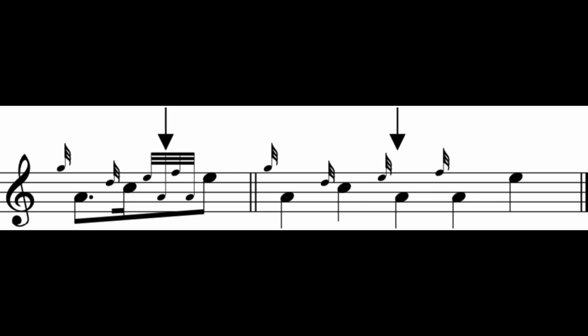The second bar shows the Fosgailte movement in slow motion, so you can see the exact distribution of the grace notes. It sounds like this.